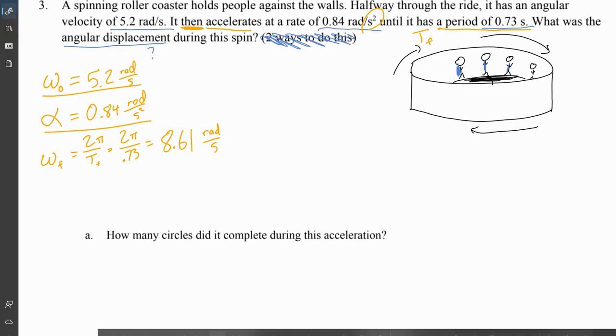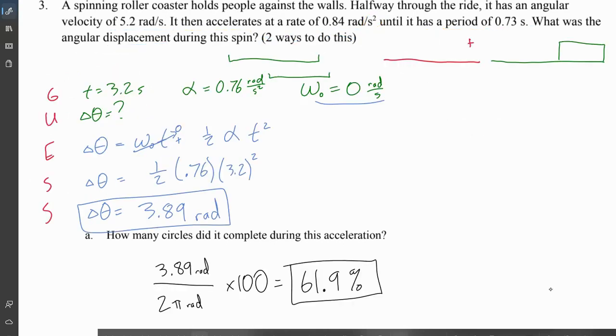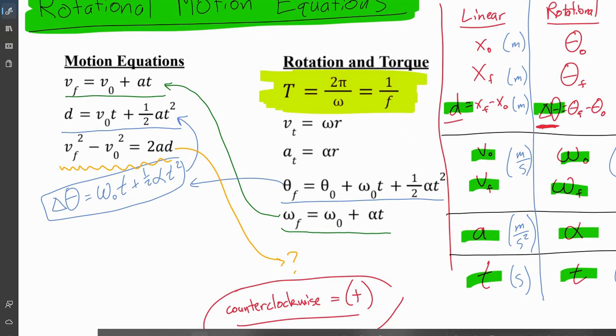All right, 1, 2, 3. There's our 3 givens. Now we just need our unknown. What was the angular displacement? You'll notice I put a little question mark here. That's how I'd denote this unknown. Angular displacement, remember, is delta theta. So we now have our givens and our unknown: omega naught, alpha, omega final, delta theta. We just need to find a motion equation that has those 4. So we need omega initial, omega final, alpha, delta theta. Those are the 4 that we need.